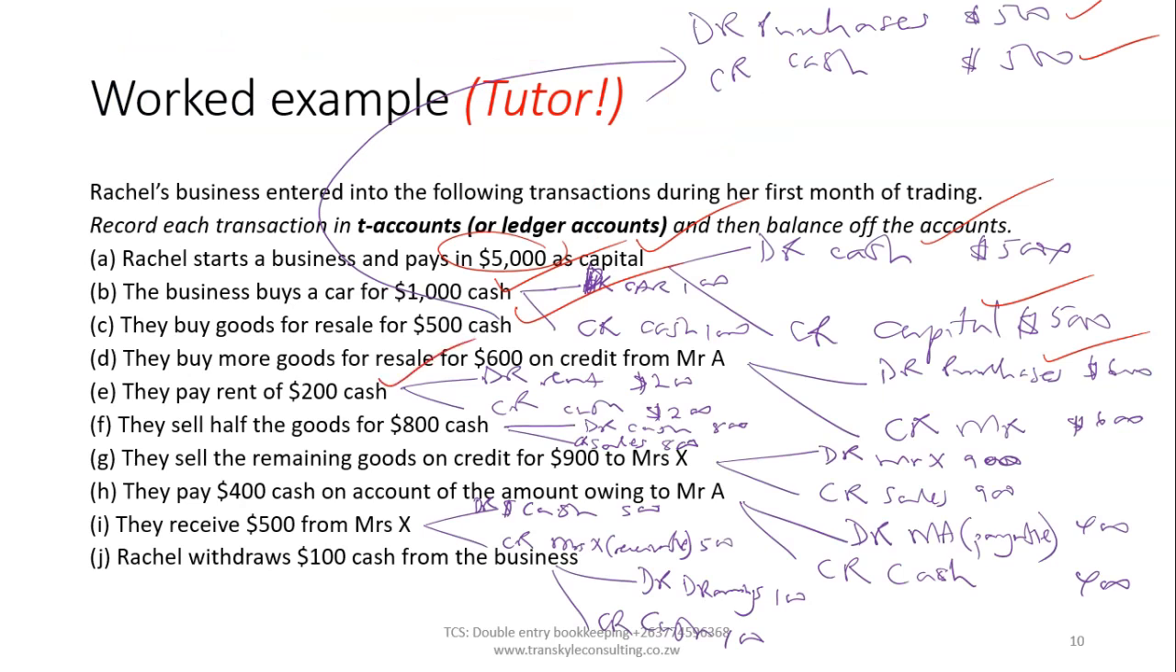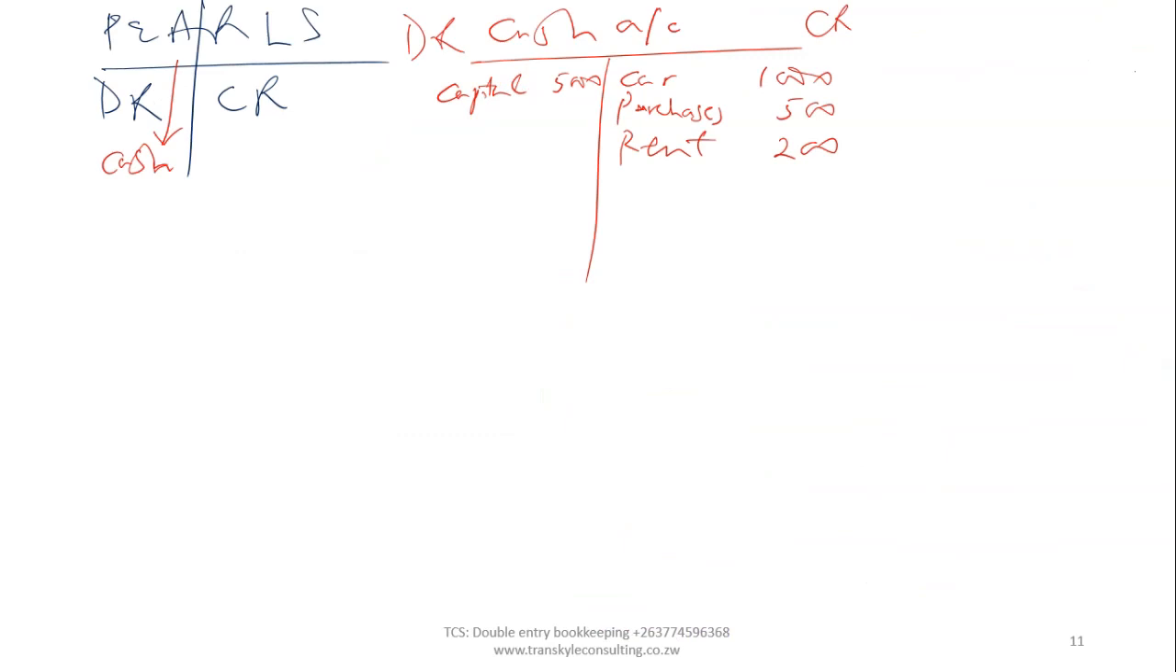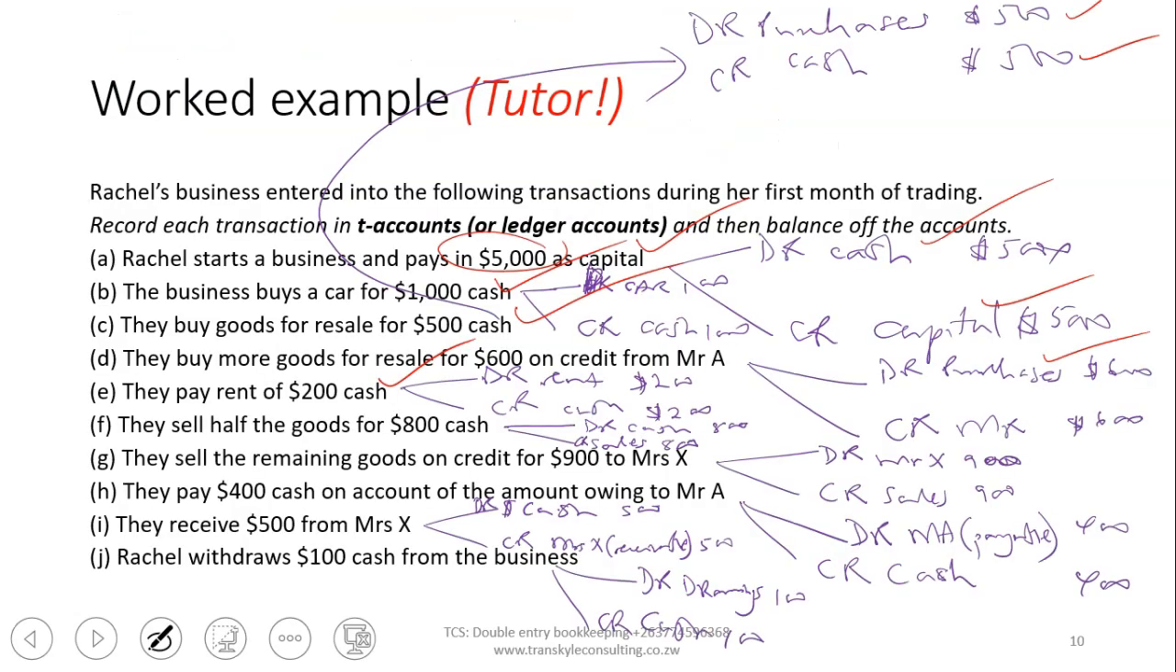They sell half the goods for $800 cash. So cash came in, and these were sales. If you still remember, we made a double entry here where we say debit cash $800 and credit sales $800. So the cash which we debited is going to be debited, obviously, on our cash account. So this is sales, debit 800. All right. So this one is done.